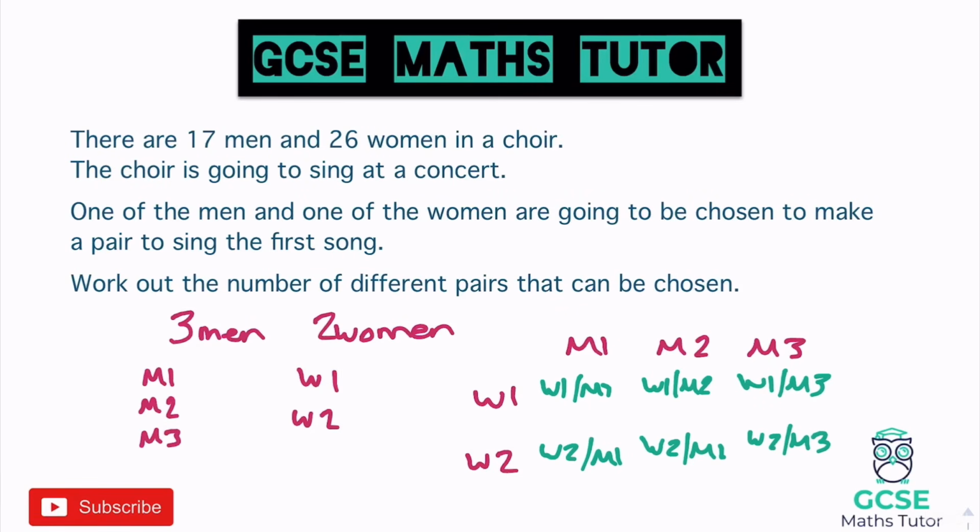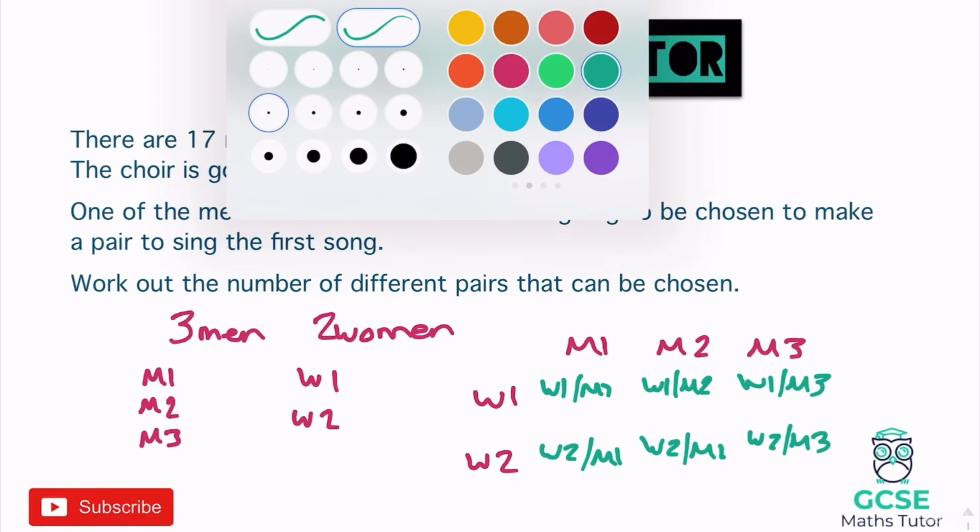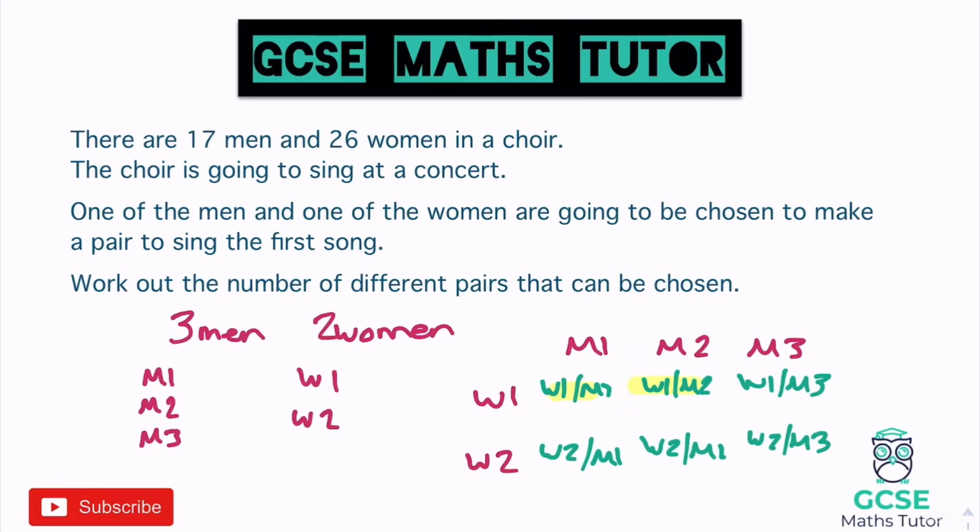There we go, just a little bit of a visual idea for you, but if we count those up, we've got 1, 2, 3, 4, 5, 6. And this sort of logic is going to be applied to all of these questions, because really, if we knew we had 3 men and 2 women, we just had to do 3 times 2, which would give us 6 options.